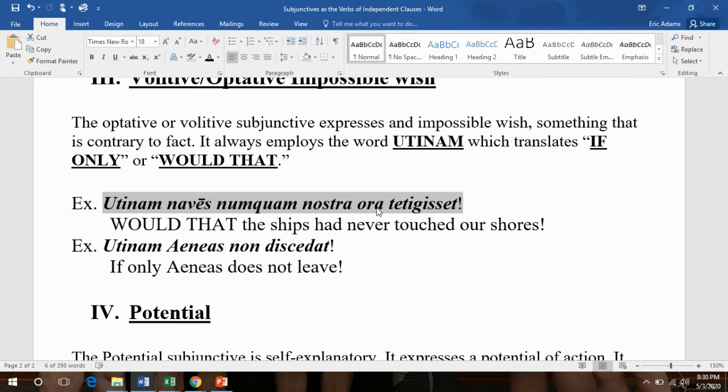In Latin, you would have used utinam. And here, the second one, utinam Aeneas non discedat. I think I made this one up myself, but here it is a present subjunctive, discedo, discedere. And, of course, here it is, if only, would that Aeneas not leave, if only Aeneas does not leave. It is an impossible wish, easy to recognize because of the word utinam.